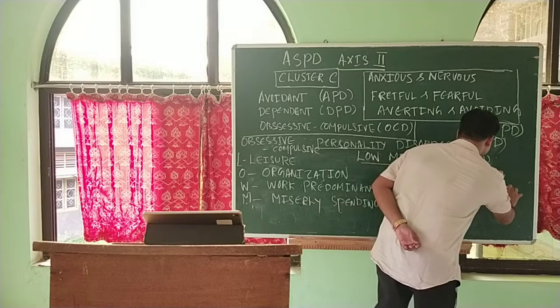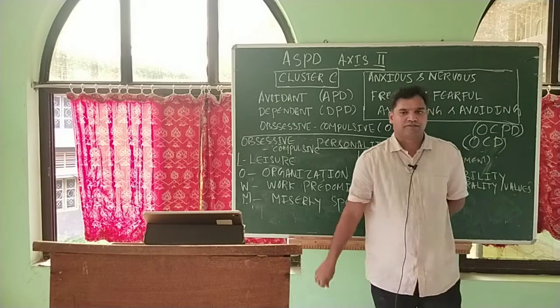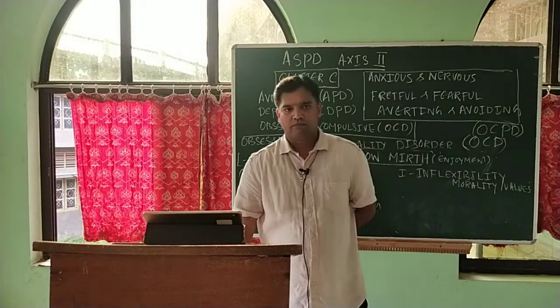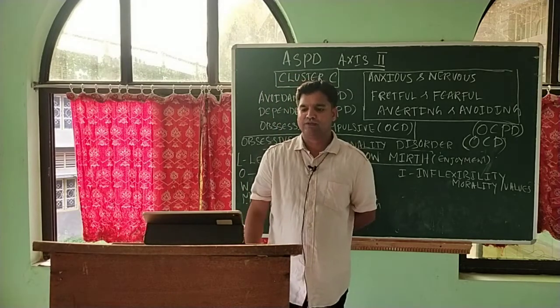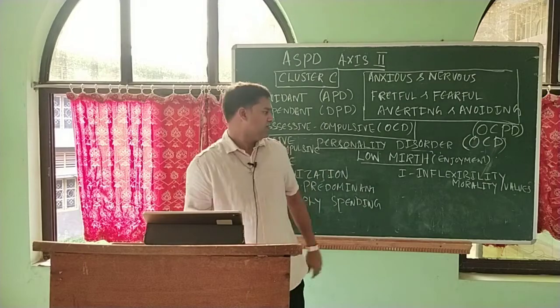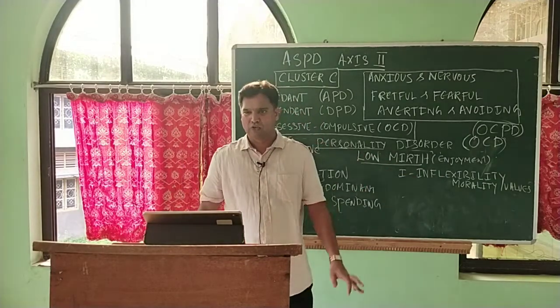Morality or values. They will look at things as black and white. They will scrupulously follow the rules and regulations. That is the meaning of this inflexibility with regard to morality and values. Scrupulous way of following the rules and regulations.